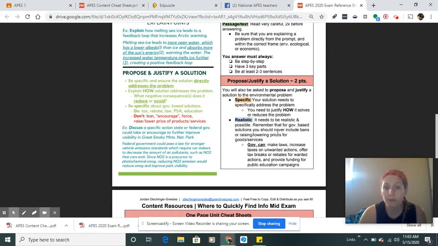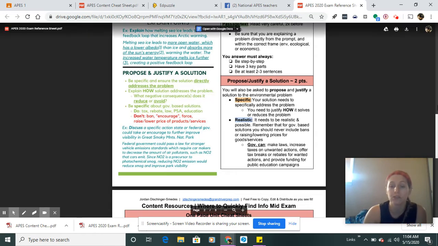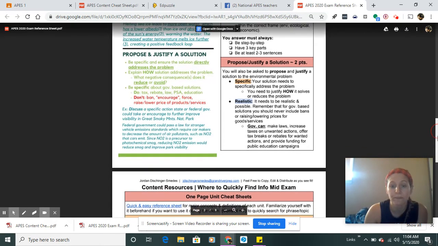And then for government based solutions, you should never include bans or raising or lowering the prices for goods or services. So, you want to say they can make laws. You want to talk about increasing taxes on things, or giving tax breaks or rebates, or subsidizing programs. So do not talk about just banning. Okay. Talk about laws, talk about taxing, talk about rebates. Okay. So that's where those points are going to come in.